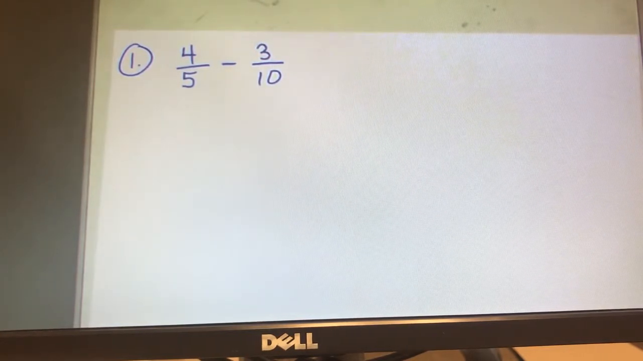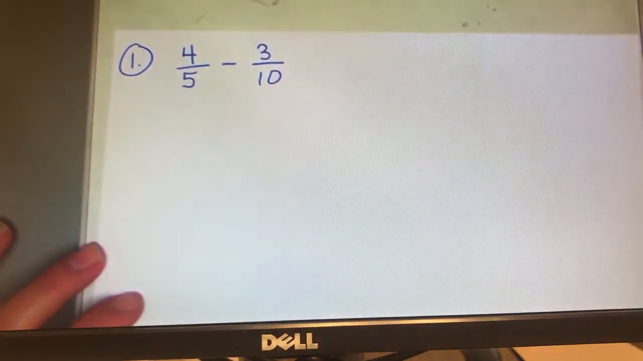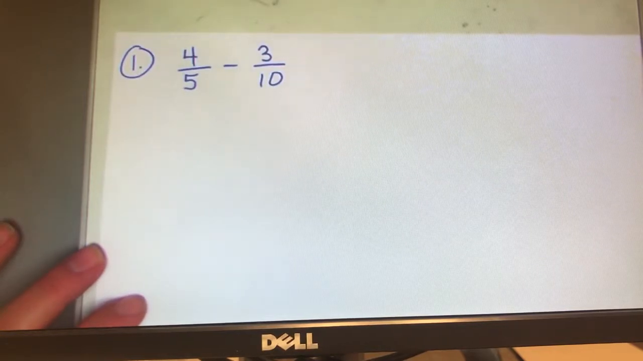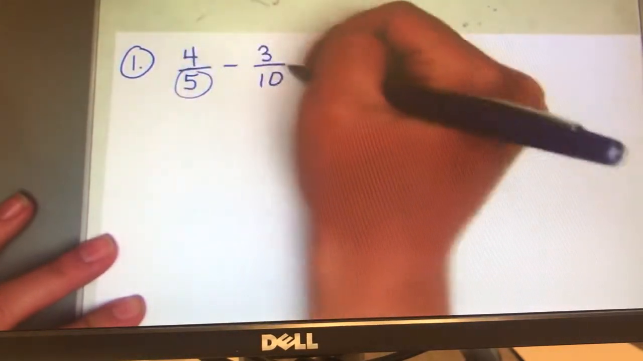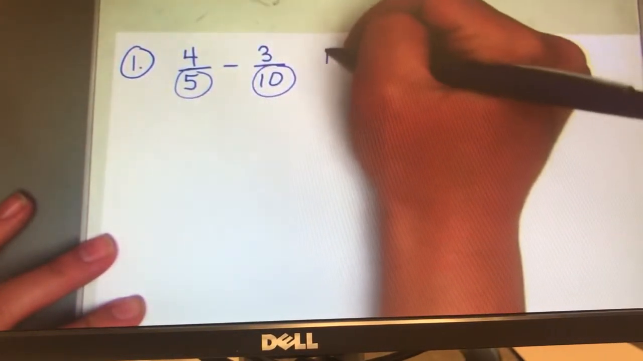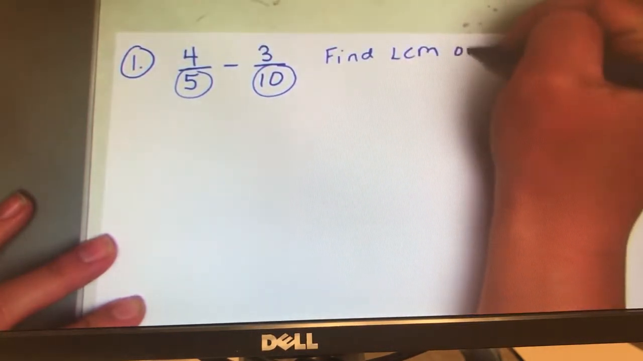So on all the previous ones we did, they all had the same denominator and we could just add or subtract the numerators. Well, of course, that's not always how it's going to be. So in this case, we have fifths and tenths. Those are unlike because they're not the same. So what we need to do is make them the same. Now, we can't just magically make them the same number. It has to be true mathematically. So we have to find equivalent fractions. But the first thing we do is I circle my denominators, 5 and 10. We need to find the LCM of 5 and 10.